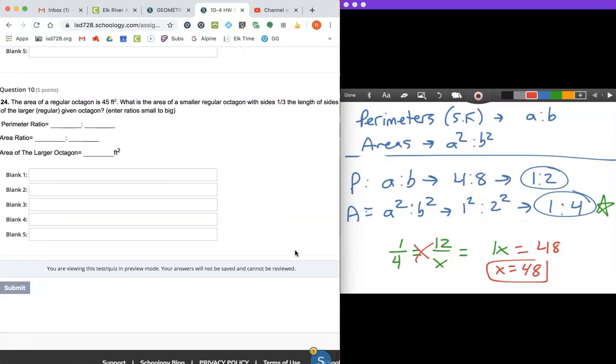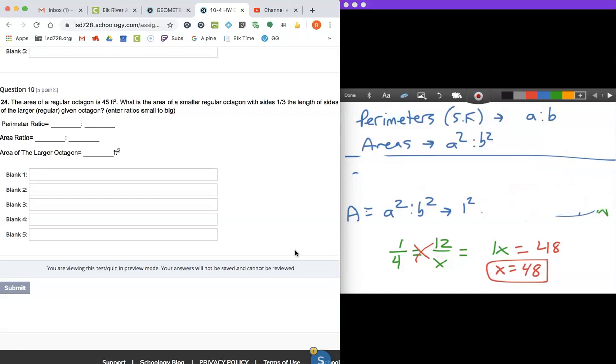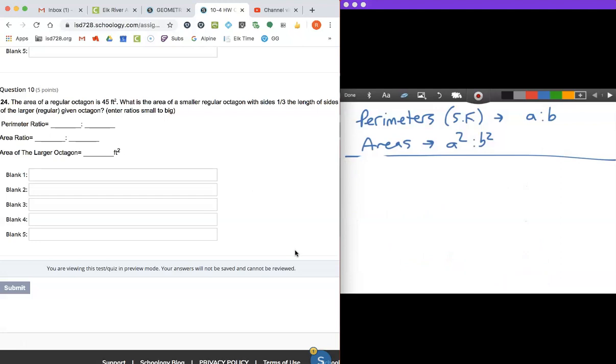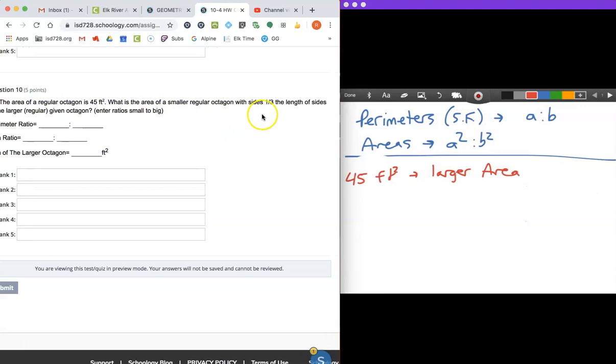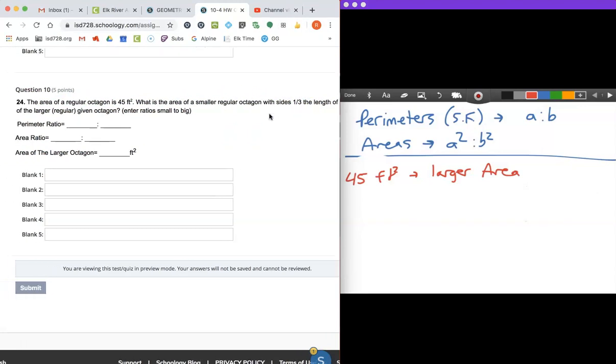Okay. All right, so last one, and I think this one should be on everybody's homework quiz. If you look, the area of a regular octagon is 45 square feet. What is the area of a smaller regular octagon? So I know that 45 square feet is the larger area. Okay, that's what this sentence just told me. All right, so the smaller one has sides 1/3 the lengths of the sides of the larger.